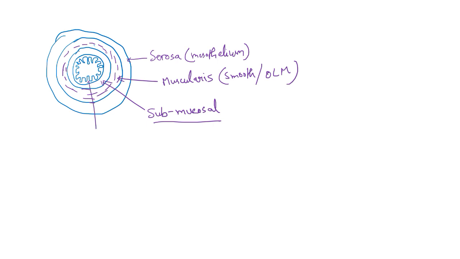And ultimately at the end we have the mucosal layer. This is the innermost layer of our alimentary canal. Mucosa, innermost layer. And it forms small fold like structures to increase the surface area. Finger like structures known as villi.